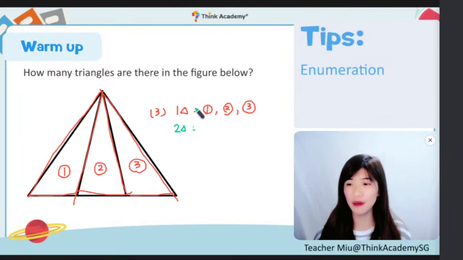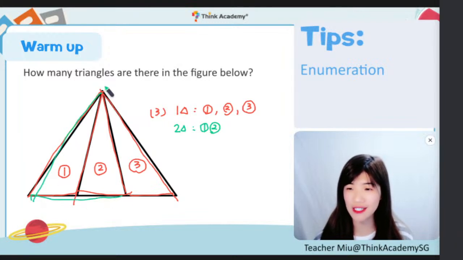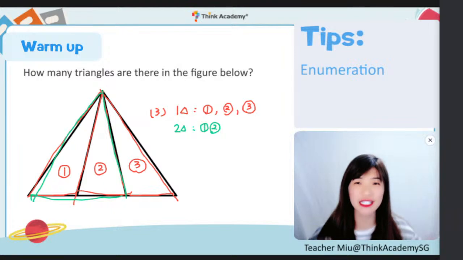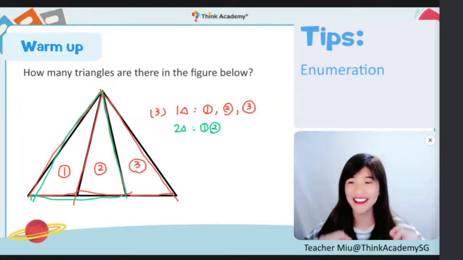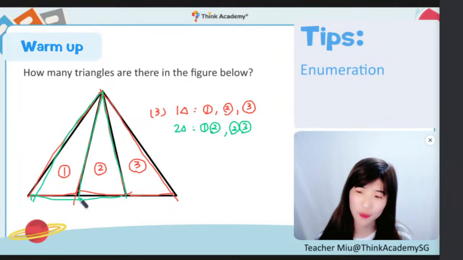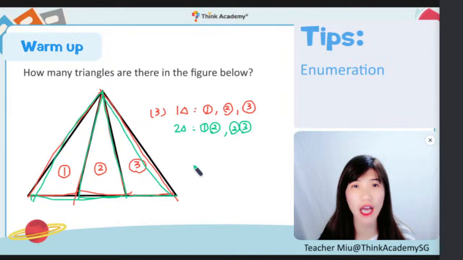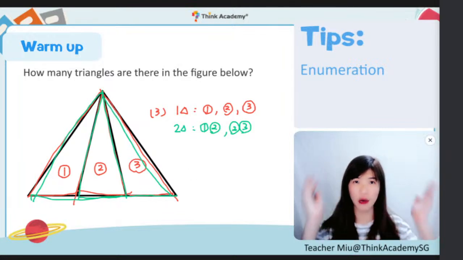For example, the first one and the second one, can we combine them as a bigger triangle? Yes, of course. So let's take a look. 1 and 2 make one bigger triangle. What about the second one? We can also combine 2 and 3 as a bigger triangle, right? So this is also what we have. Correct. But can we also combine more triangles to make a bigger one?